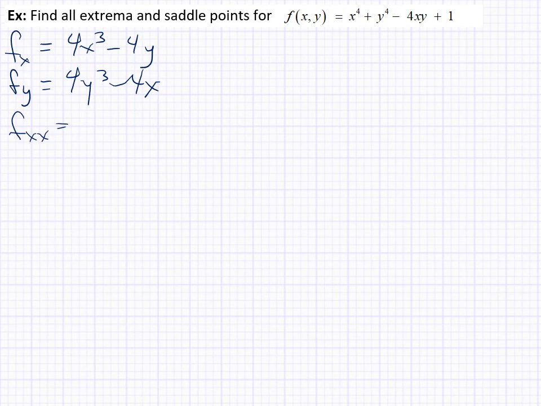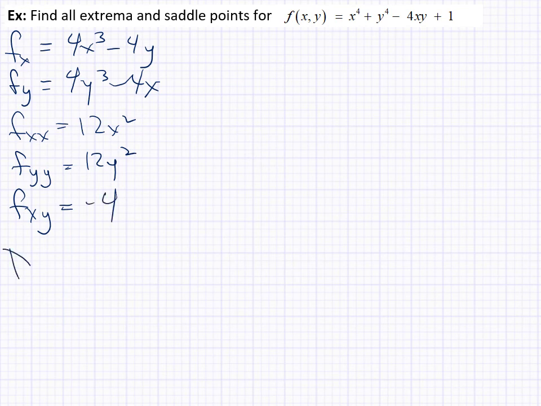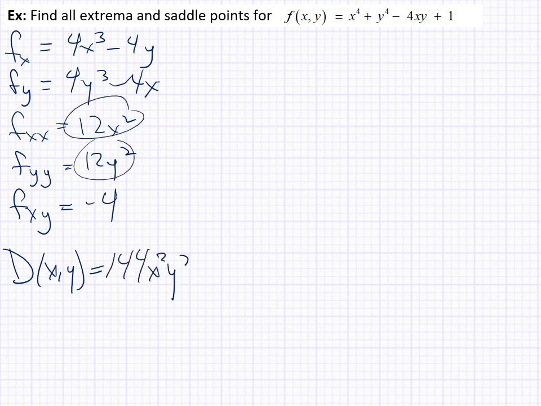Fxx would give me, what, 12x squared. Fyy would give me 12y squared. And fxy would give me minus 4. Your discriminant would be this times this, so 144 x squared y squared minus this squared, which would give me 16. So then we look at when each of these is going to equal 0 at the same time.